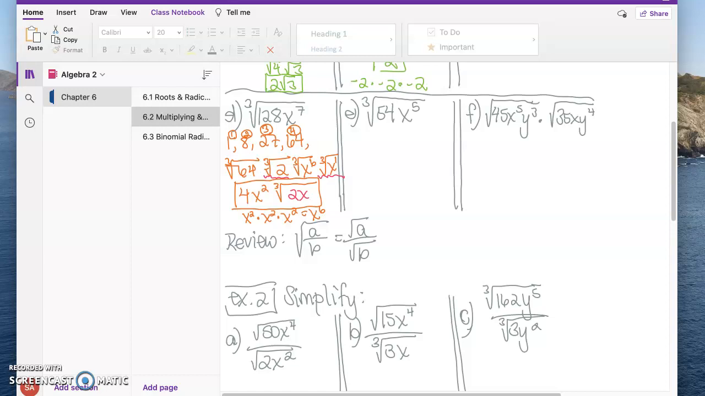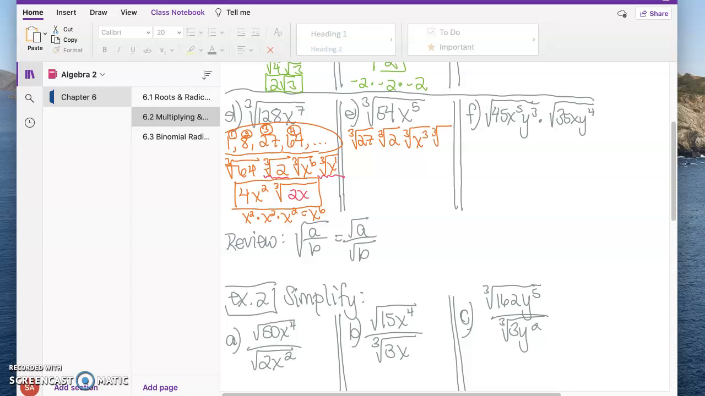54. So the question is, does something from this list, now I'm going to put a dot, dot, dot because the answer is yes, go evenly into 54? They wouldn't give us this problem if there wasn't a perfect cube that goes in. So 27 goes in evenly. So I'm going to break up the 54 into 27 times 2. And then I want to think about the x to the 5th. So the highest multiple of 3 is x to the 3rd.